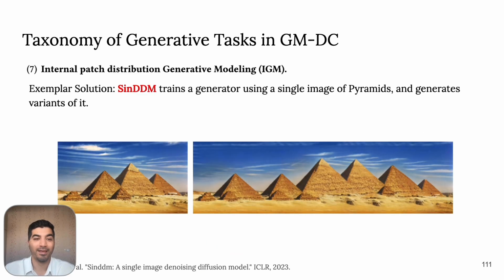As an exemplar solution, we have the SinDDM paper, which uses a conditioning mechanism on diffusion models to be able to perform this IGM. One example is to use a single image of pyramids, learn the internal patch distribution, and then learn to generate variants of it. For example, here they have added some parameters to the original one.